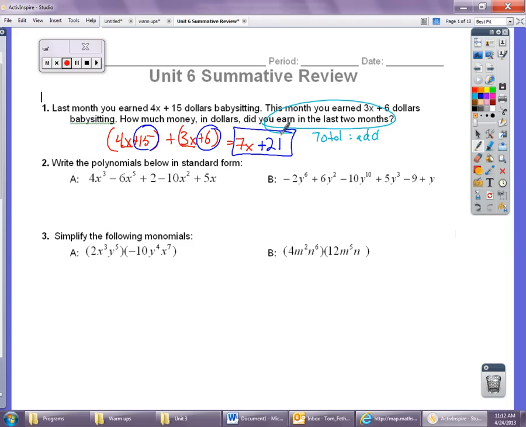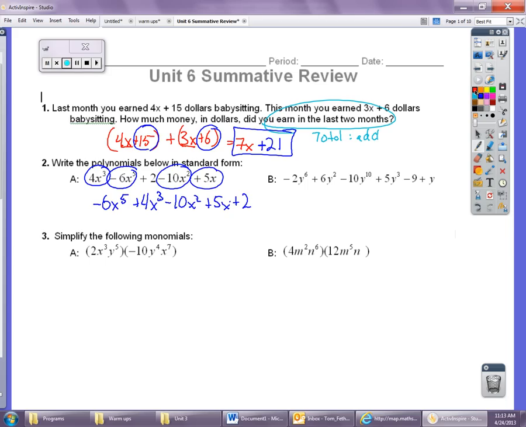Question number 2. Write the polynomials below in standard form. Standard form is highest exponent to the smallest, so negative 6x to the fifth first. We're going to write these in order by exponents. I'm just changing the order of this, so they go in order from the highest exponent to the smallest. So 5, 3, 2, 1, and then no x's.